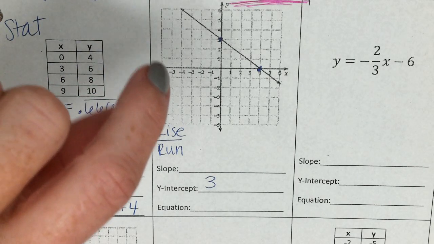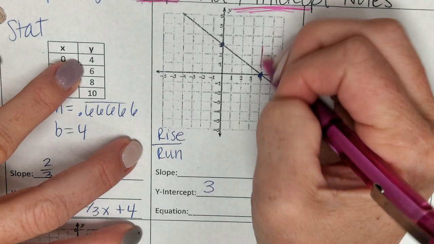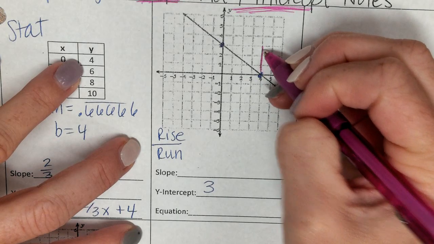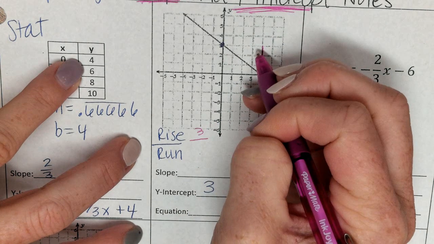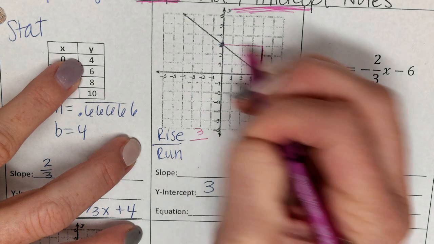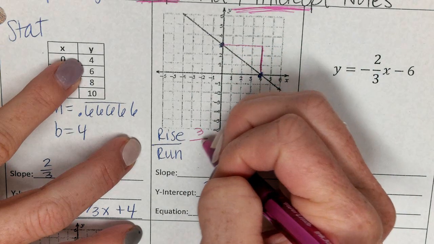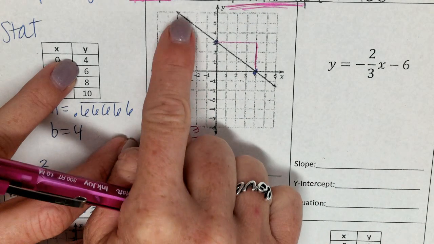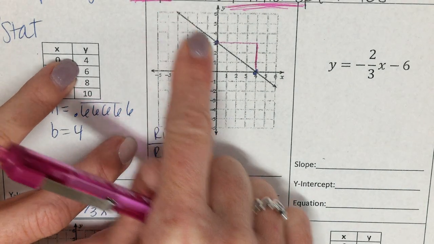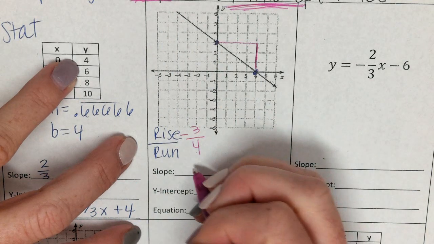So how far did it rise up? 1, 2, 3. To get from this dot to this dot, my rise is 3. My run is going left. 1, 2, 3, 4. And is this going to be a positive slope or a negative slope? Why? It's going down from left to right. So that's that.